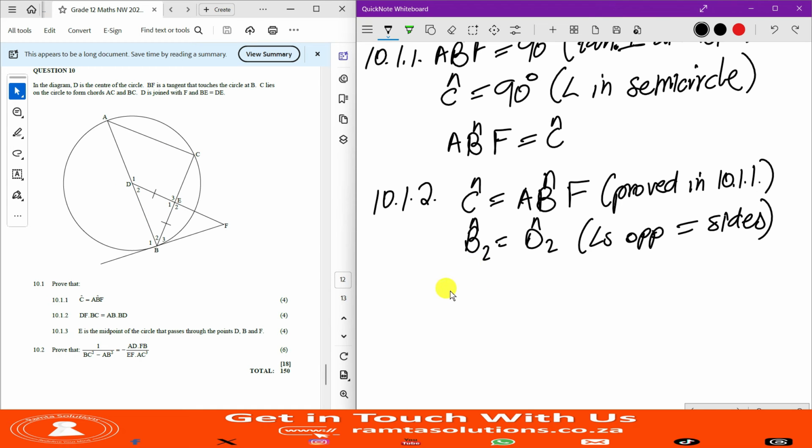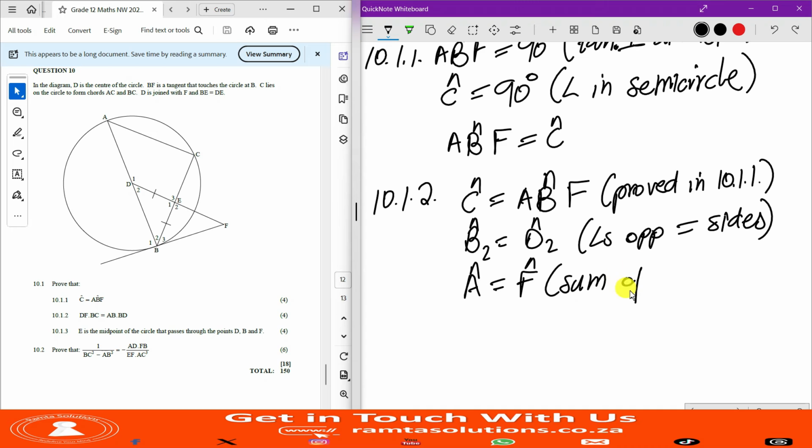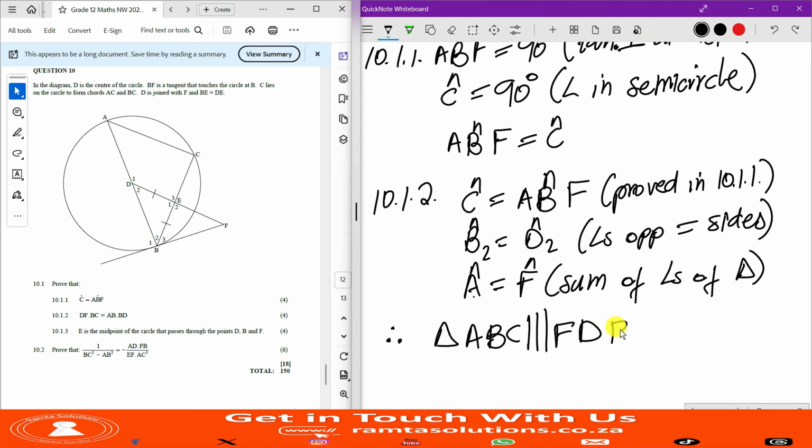Good. Now, what are we left with? We are left with angle A is equal to angle F. This we can get by virtue of saying sum of angles of a triangle. Okay. Therefore, I will say triangle ABC is similar to triangle, angle A is equal to F, angle B is equal to D, angle C is equal to angle B.